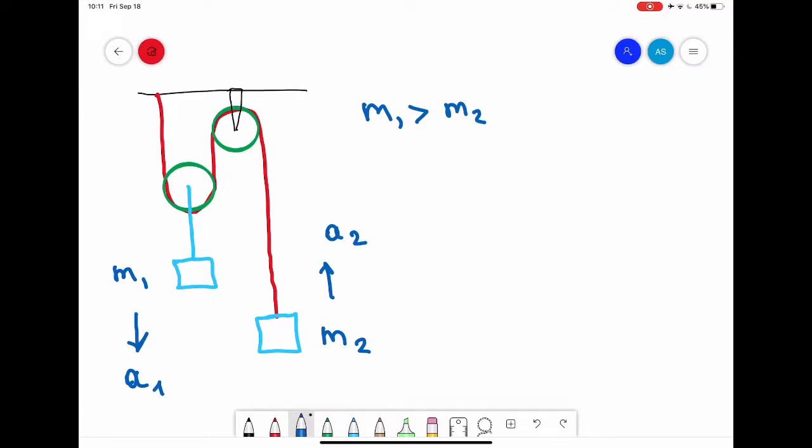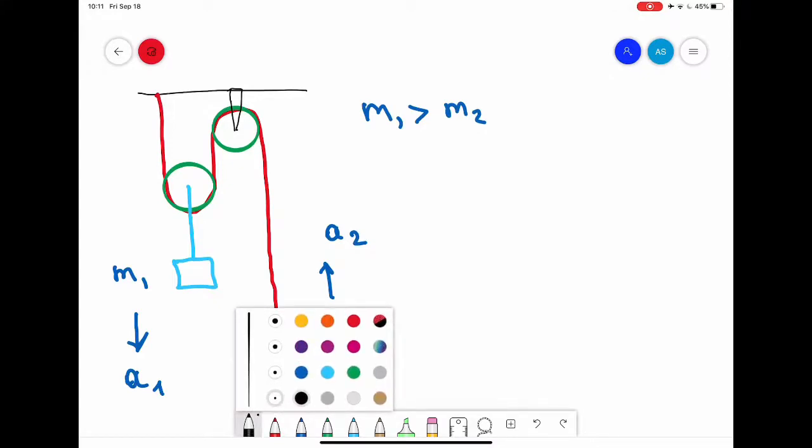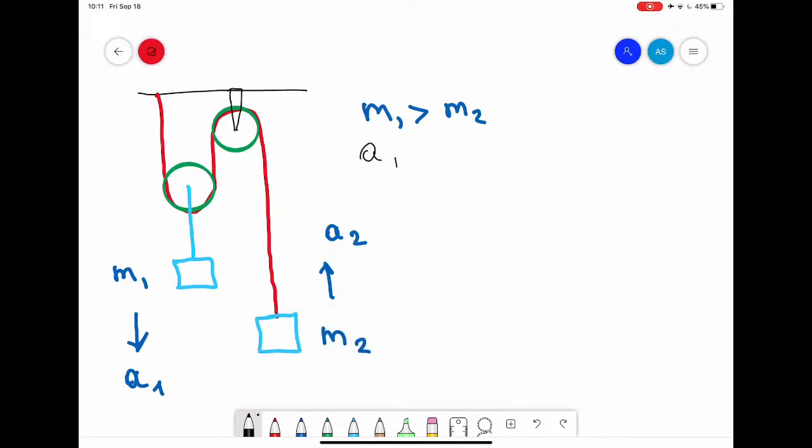As you can see here, I also wrote down acceleration 1 and acceleration 2. Now generally acceleration 1 is equal to acceleration 2, only then you have to find what this x is. Right now we don't know that, but this can also be found.